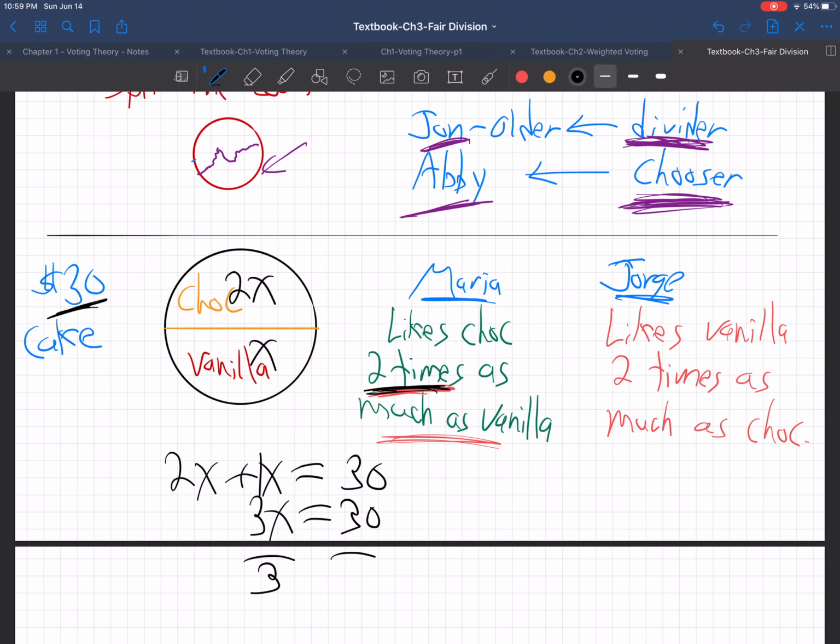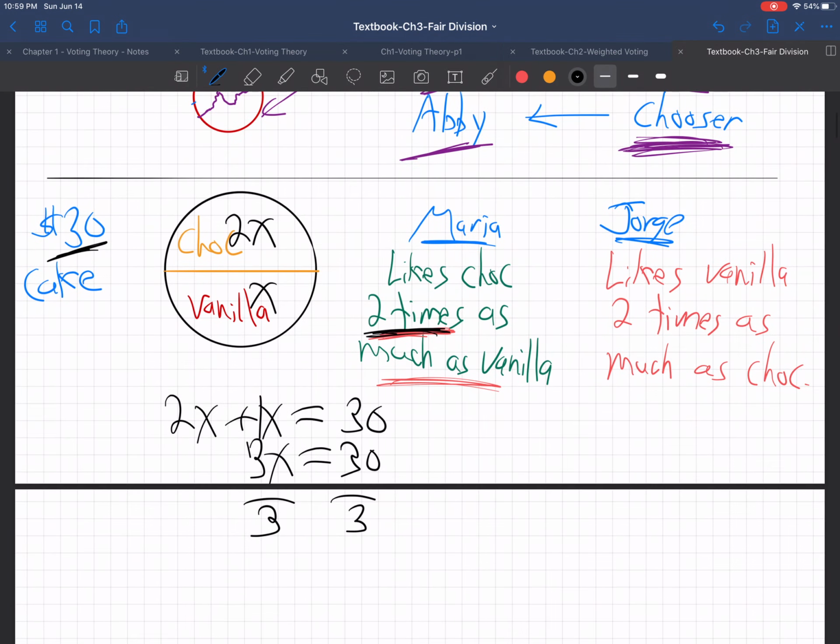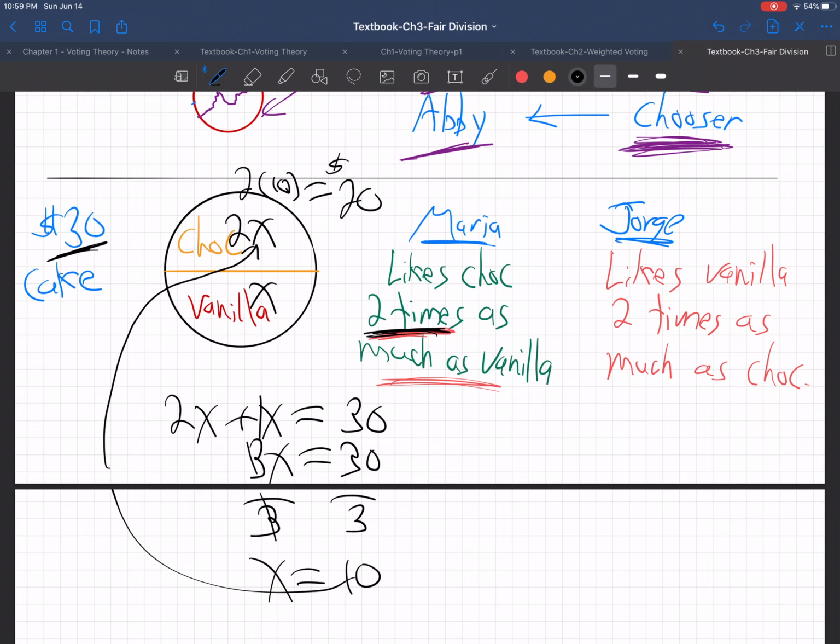Divide by 3, x comes out to be 10. So in other words, this chocolate half is worth 2 times 10, 2 times x. We now know x is 10. 2 times 10, $20 for the chocolate half, and this x is just 10 there. So to Maria, the chocolate half is worth $20 and the vanilla half is worth $10, right?